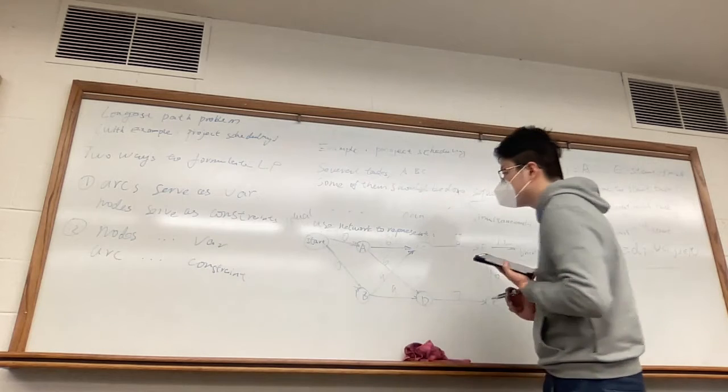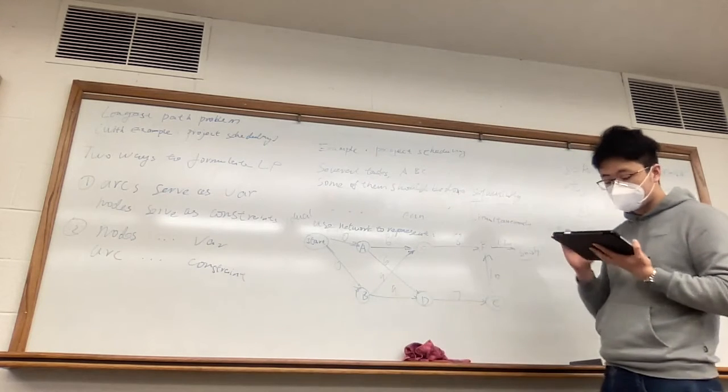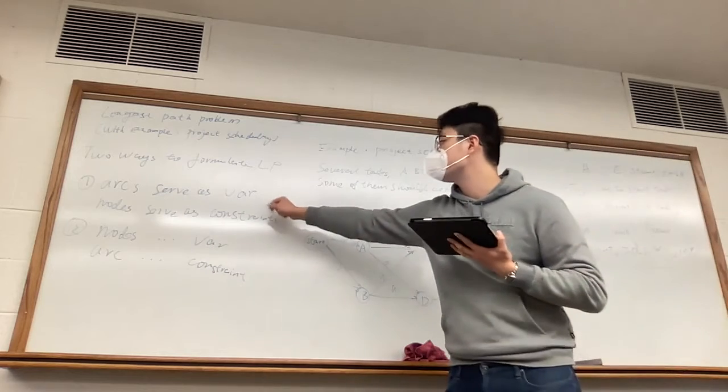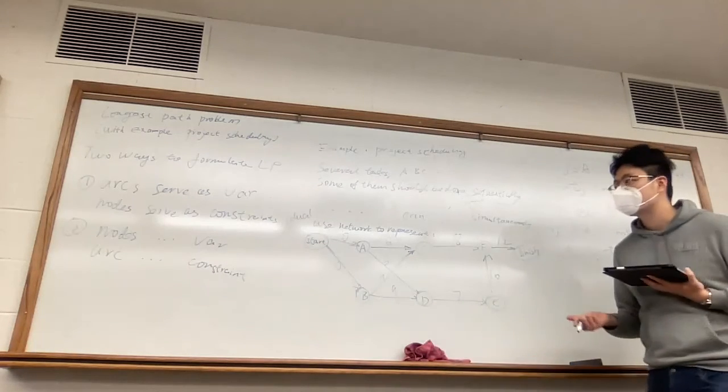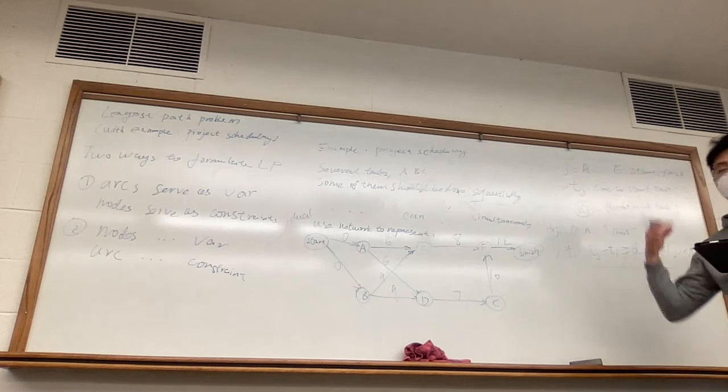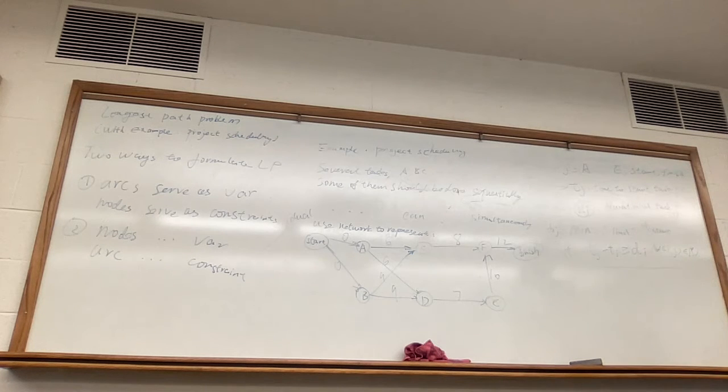So my next question is, for this project scheduling, how can we formulate the linear programming with the first way? We set the arc as the variable and the nodes as the constraints. Can anybody just briefly tell me how can we do this? We use the first way to formulate this linear programming. So remember that in the first way to formulate the linear programming in the longest path problem, we are maximizing something.